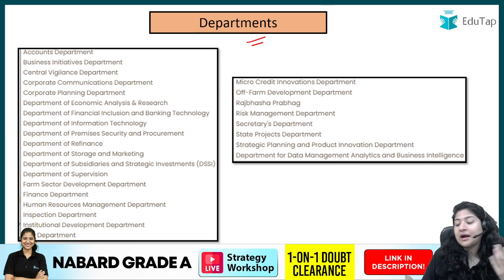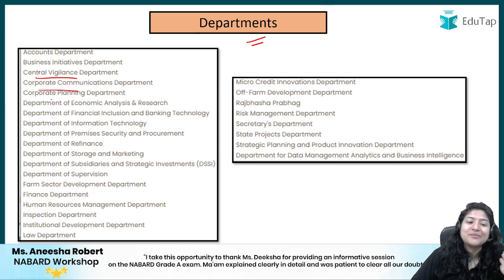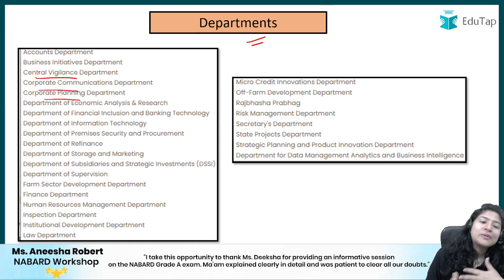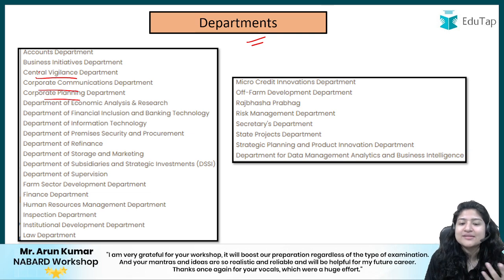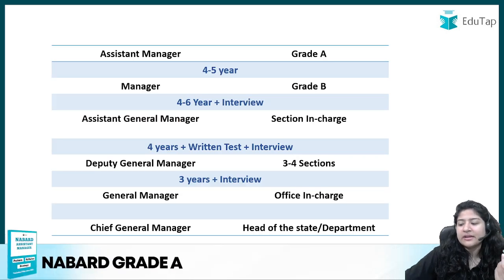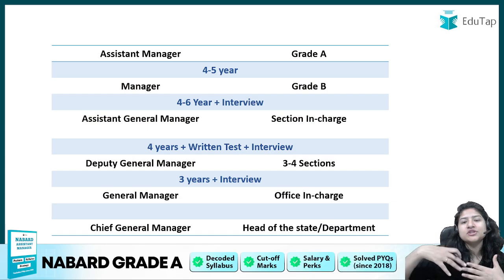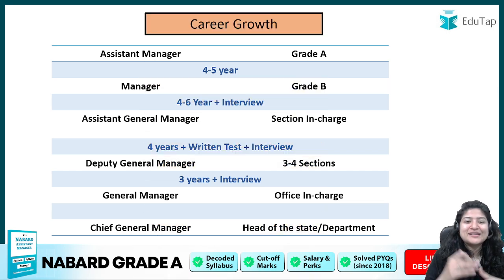तो कुछ जैसे आपके अकाउंट्स डिपार्टमेंट है, बिजनेस इनिशिएटिव डिपार्टमेंट है, सेंट्रल विजिलेंस डिपार्टमेंट, कॉर्पोरेट कम्युनिकेशन डिपार्टमेंट, corporate planning department, then we have department of economic analysis and research, and so on. As you can see, बहुत सारे आपके departments हैं, ठीक है. So is this something that your life is going to be forever like this in NABARD organization? No, that is not the case, right?